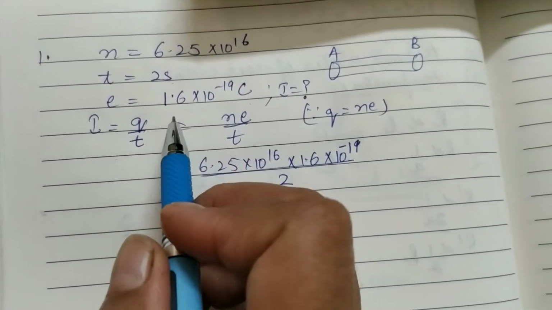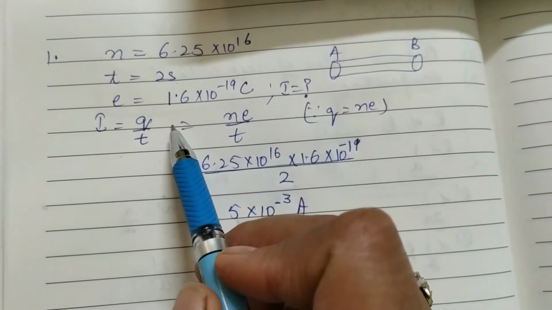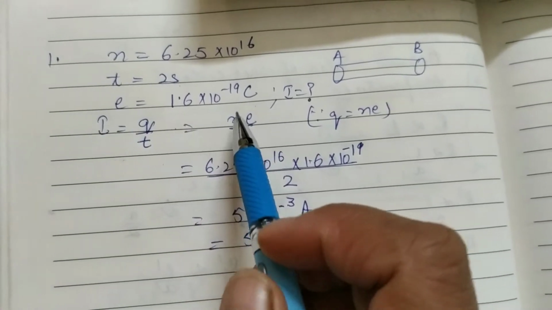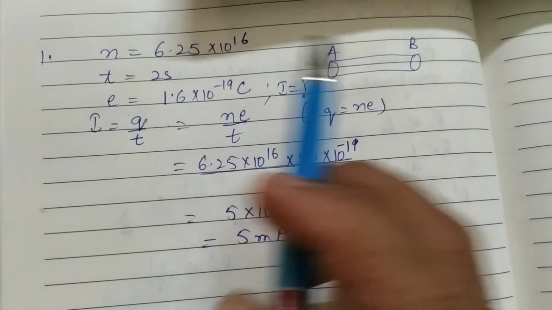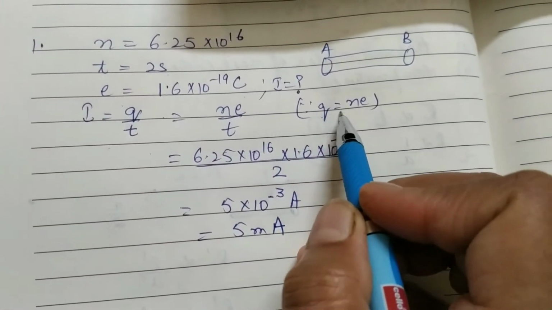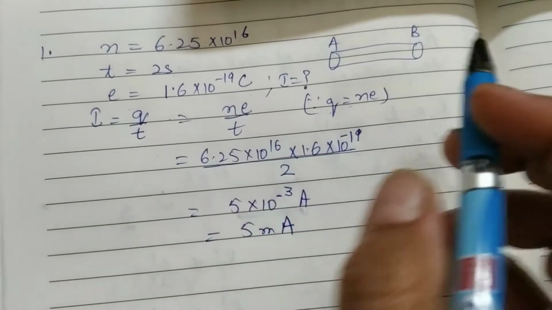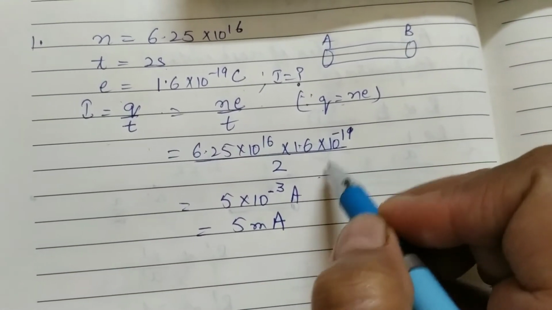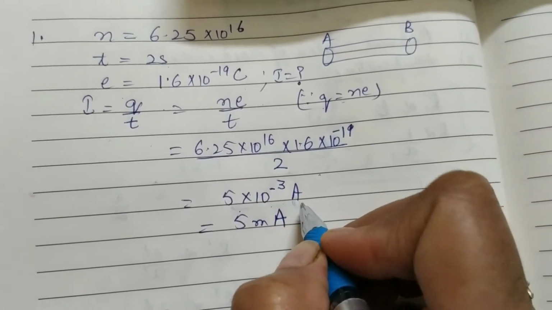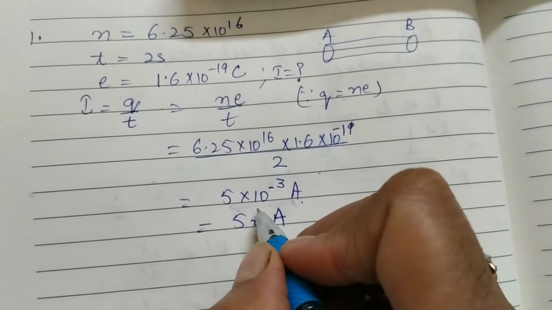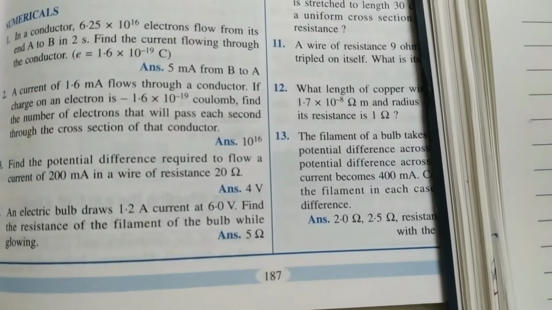Now the current's formula is Q upon T, but in this numerical problem, Q, the charge, is not given, but indirectly we have been given number of electrons and the electronic charge. Using the formula that Q is equal to Ne, we'll substitute Ne here, so current will be Ne upon T. Substituting all the values and calculating, we will get 5 into 10 to the power minus 3 ampere as the answer. And we can also write it as 5 milliampere.